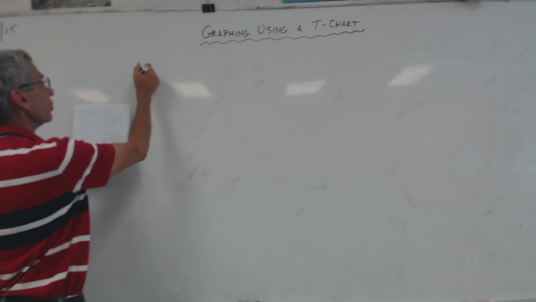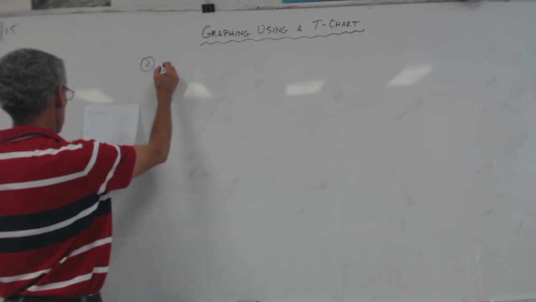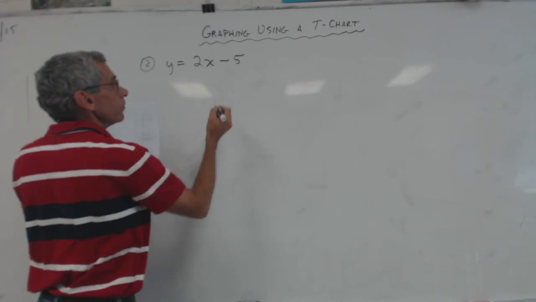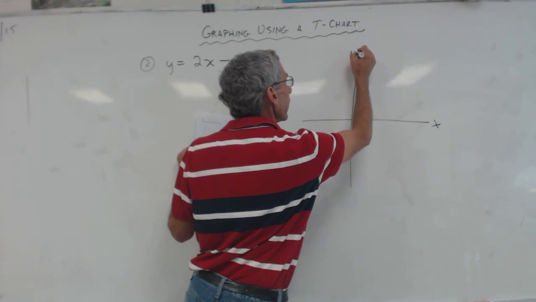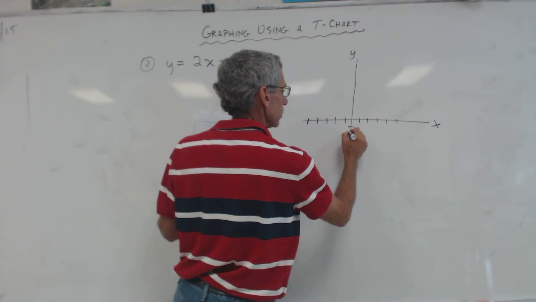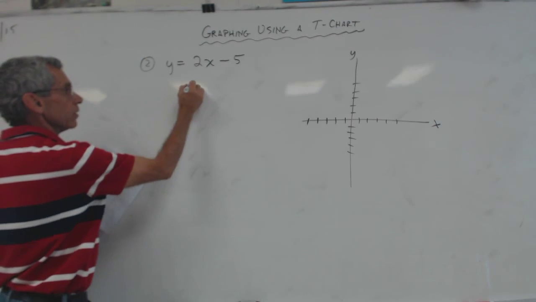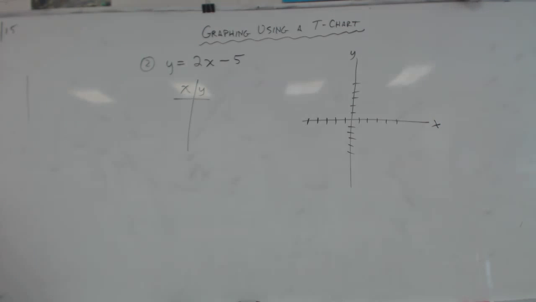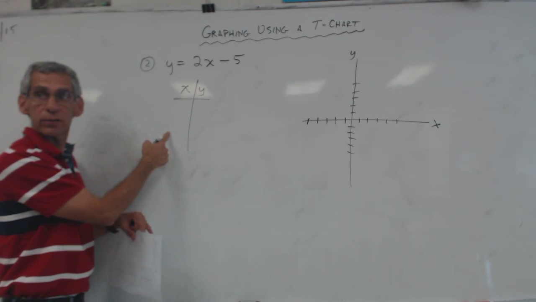And then, okay, number 2. I'm running out of time, as usual. But number 2, here we go. We've got y is equal to 2x minus 5. Now here's my graph. This is my x-axis. This is my y-axis. Okay, I'm going to do my t-chart. Again, this always works. Oliver, you taking notes, buddy? Yep. You sure? Okay. What am I going to put in my x?